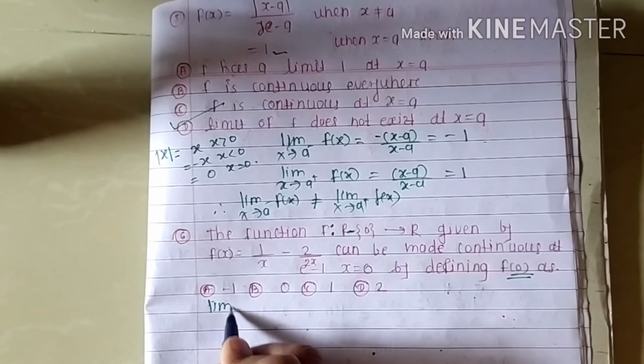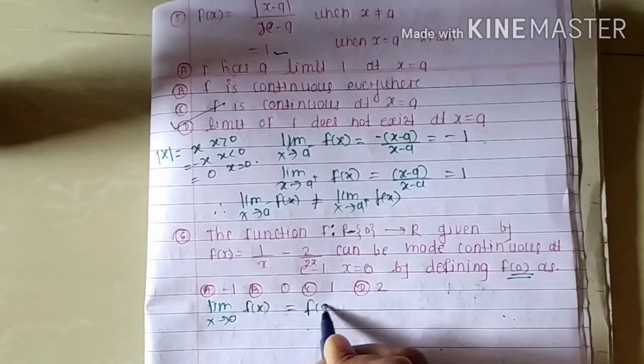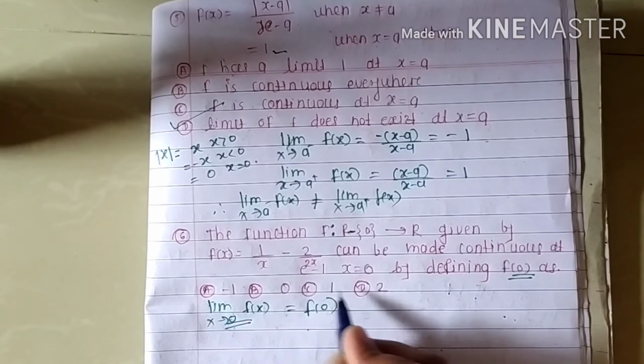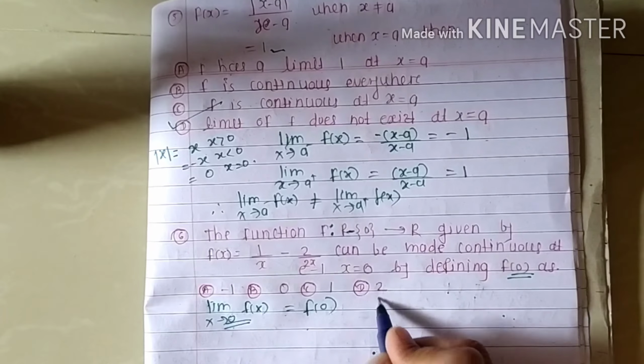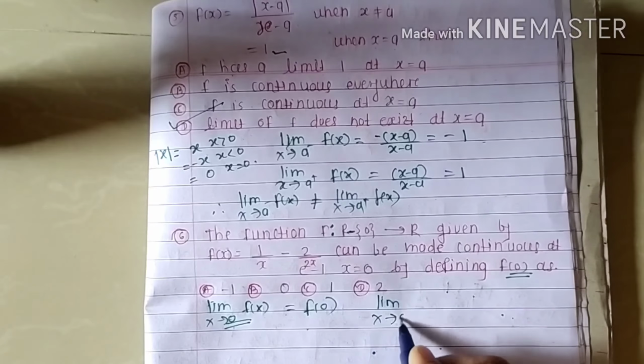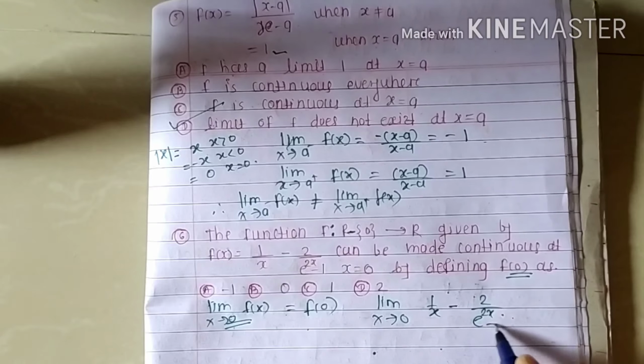Therefore, limit x tends to 0 of f of x is equal to f of 0, as the function is continuous. So we find this value of the limit, which is nothing but f of 0. Then limit x tends to 0 of f of x is 1 upon x minus 2 divided by (e raised to 2x minus 1).